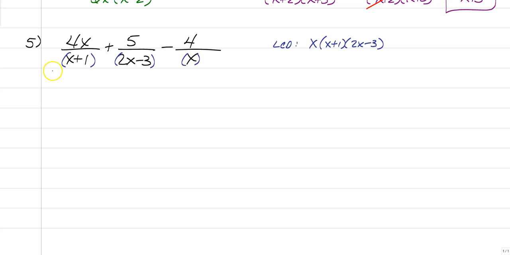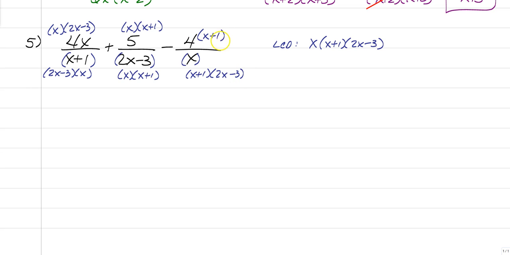So this fraction needs the 2x minus 3 and the x multiplied to the top and bottom. The middle one needs the x and the x plus 1. And this last one needs both the x plus 1 and the 2x minus 3. And that's why this one was a little bit of a challenge.